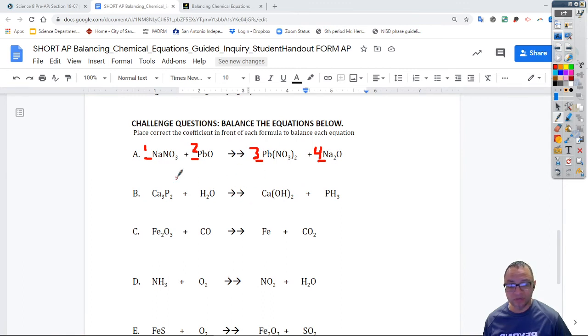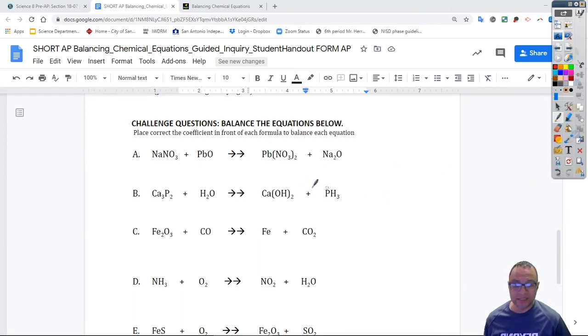So remember, you'll know if it's balanced if you have the same amount of atoms here as you do on this side. But you won't know until you actually do the math. So use that coefficient, figure out how many atoms you have of each on each side. And then if you come up with the same amount of sodium on this side and sodium on this side, nitrogen on this side, nitrogen on that side, oxygen on this side, oxygen on that side, and lead on this side and lead on that side, if the values are the same on both sides, then you balanced it.